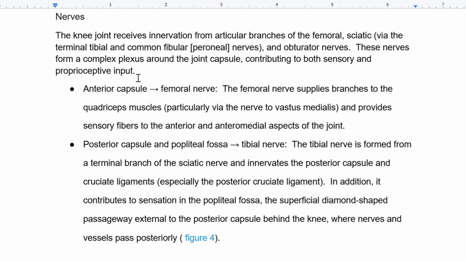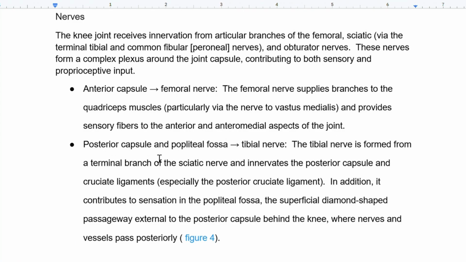Okay, anterior capsule, which has the femoral nerve. So we have the femoral nerve supplying branches to the quadriceps muscles, particularly via the nerve to the vastus medialis, and provides sensory fibers to the anterior and anteromedial aspects of the joint.